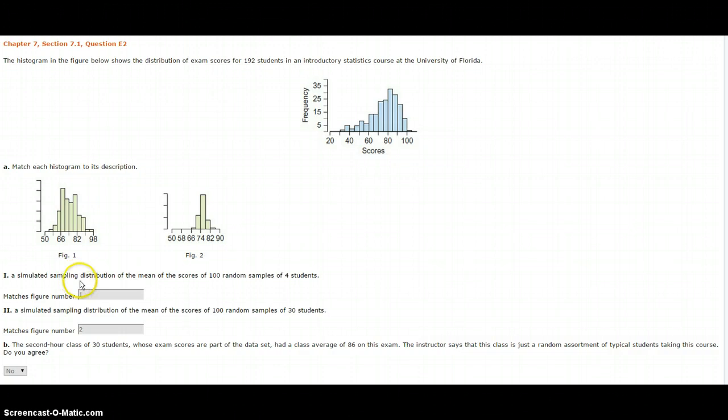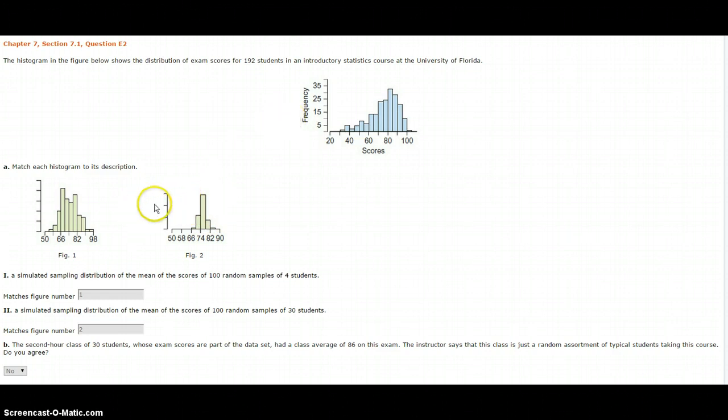So the first thing we're asked is, which of these would most likely be 100 random samples of 4 students, and which would be 100 random samples of 30 students? Now, we couldn't tell directly, but we certainly can compare the two of them. And the first thing you might think is, well, looks like there were a lot more taken in this one. This one, not so much. But that's not really true.